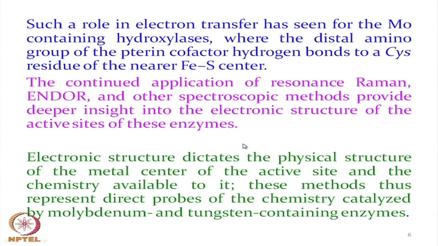So what we see is that electron transfer reactions are taking place on all these molybdenum-containing different hydroxylases, where the cysteine residues are present near 2 iron sulfur centers. Several techniques like Raman, ENDOR and other spectroscopic methods also provide good information on the electronic structure of the active sites of these enzymes.